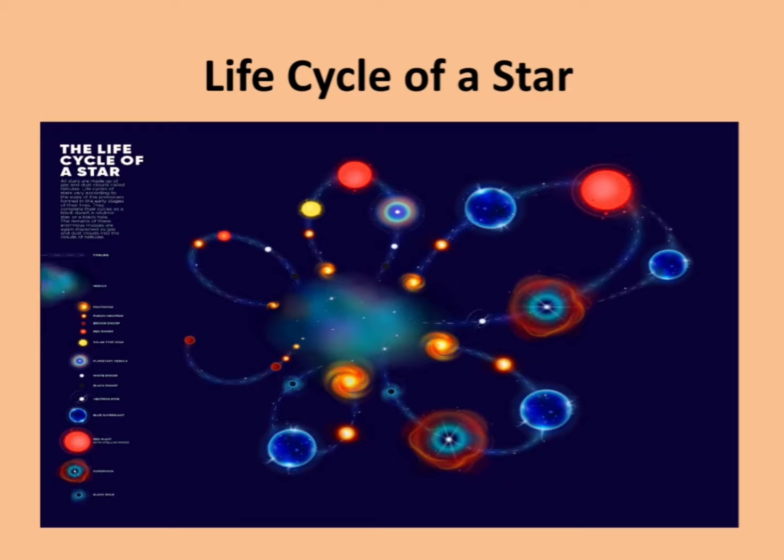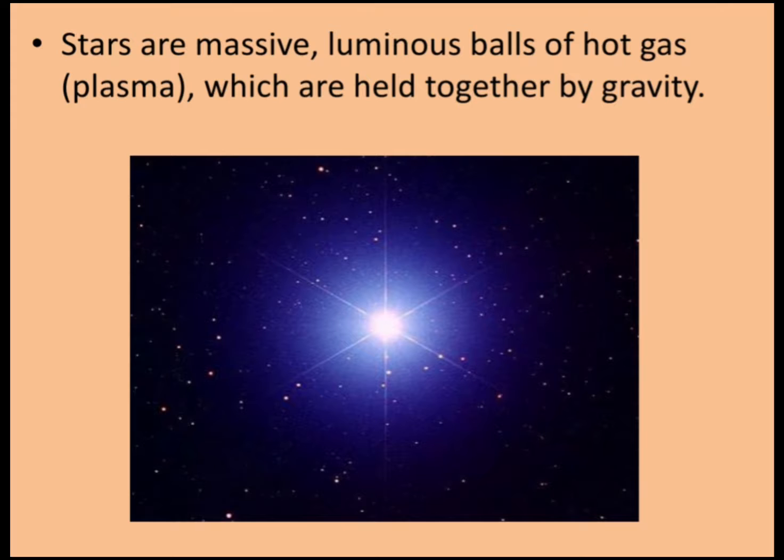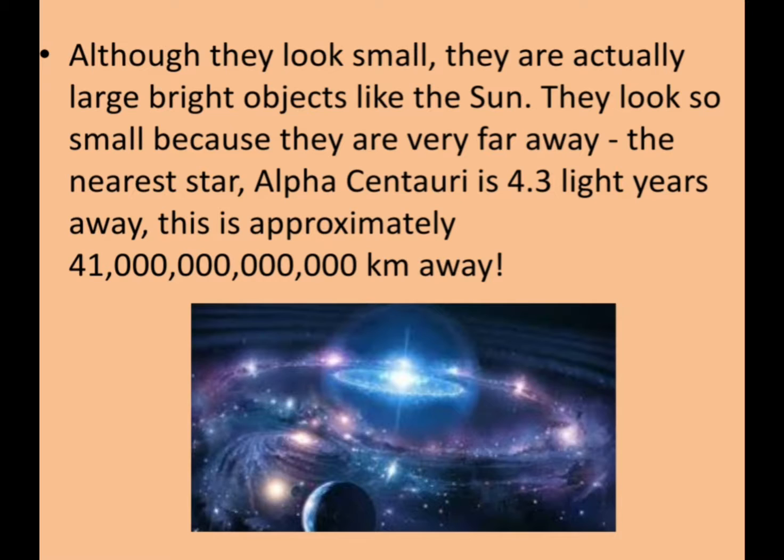Today we're going to talk about the life cycle of a star. Stars are massive shiny balls of hot gas which are held together by gravity. Although they look small, they are actually large bright objects like the sun. They look so small because they are far away. The nearest star is Alpha Centauri and it is 4.3 light years away.